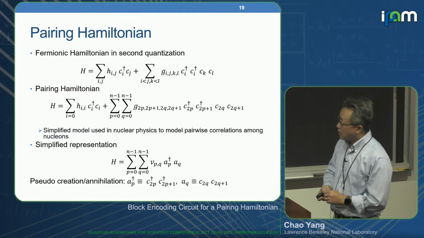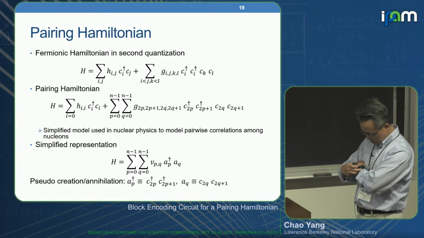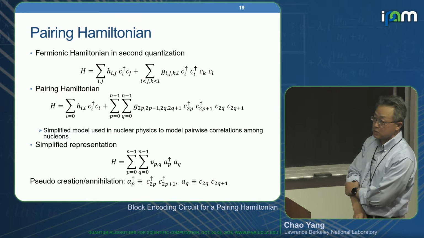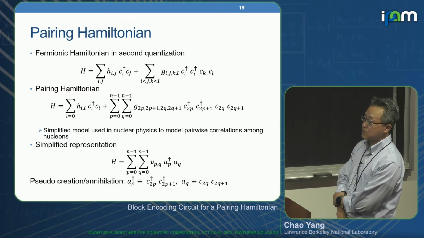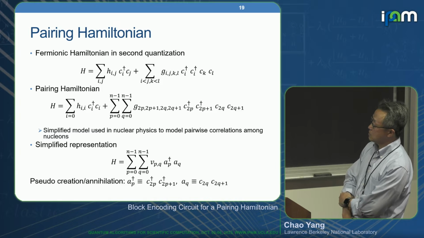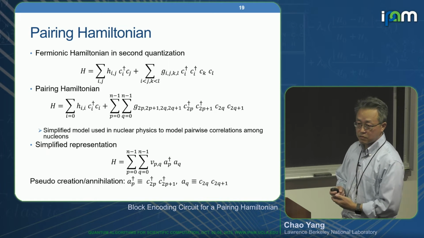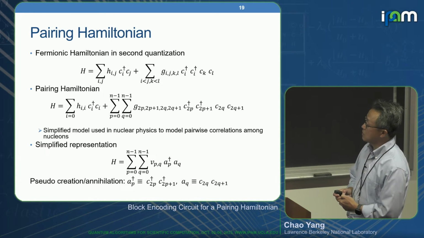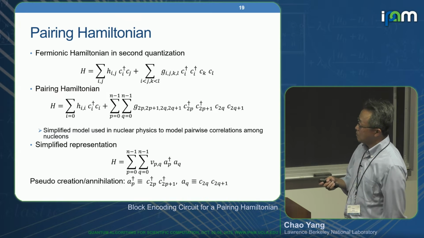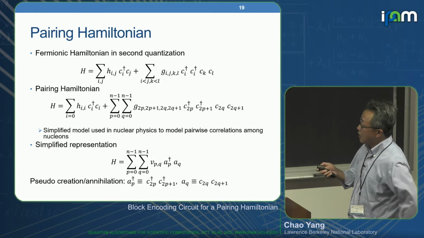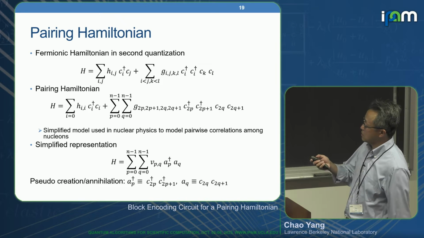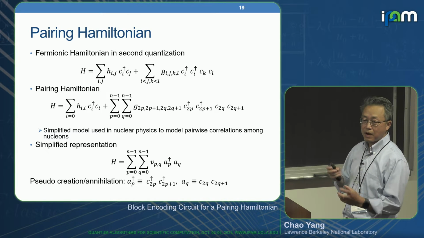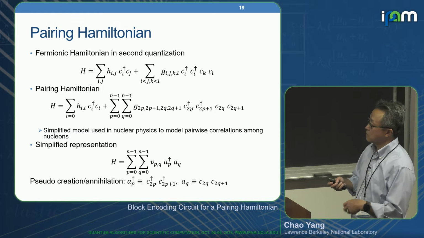Okay, so now the rest of the talk will be on the pairing Hamiltonian. Our ultimate goal is to look at the fermionic Hamiltonian in second quantization, which is basically a sum of creation and annihilation operators multiplied by some one-body or two-body interaction. The pairing Hamiltonian is a special case. It says the creation and annihilation operators are combined in pairs.